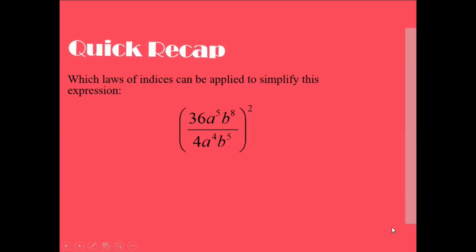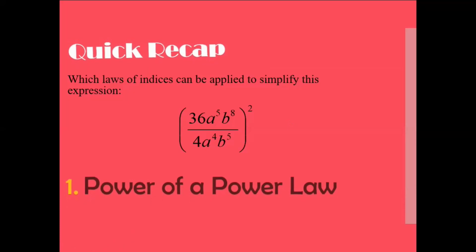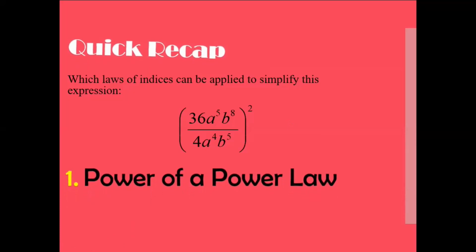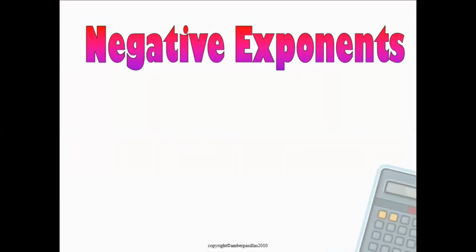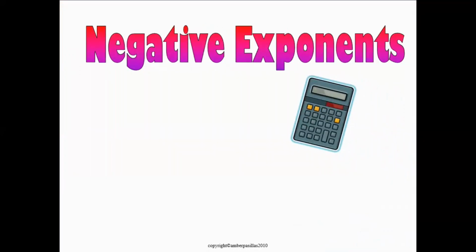So let's see what our laws are. Okay, so the laws of indices that can be applied to simplify this expression is the power of a power law along with the division law. So these two laws are quite evident inside this particular expression. And so we're not going to simplify this one, but there will be examples similar to this at the end of the lesson. So if you got those right, kudos to you. So now let's look at negative exponents.